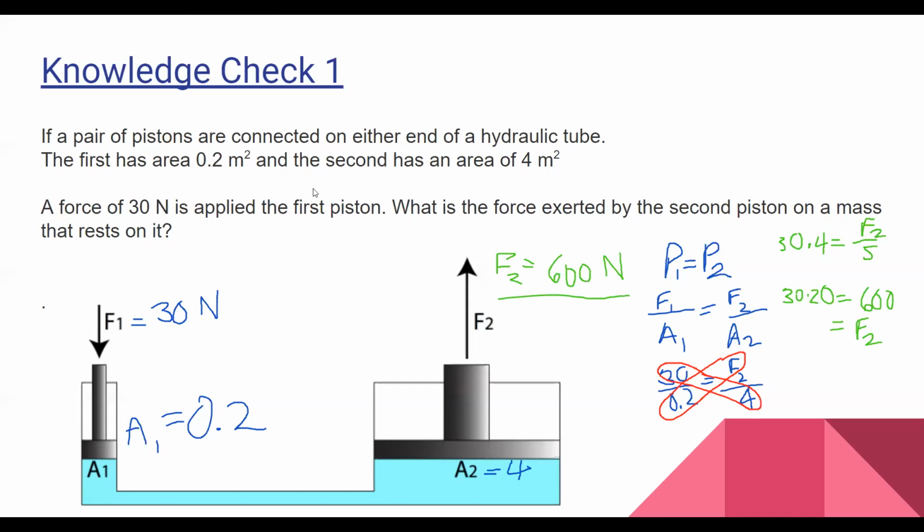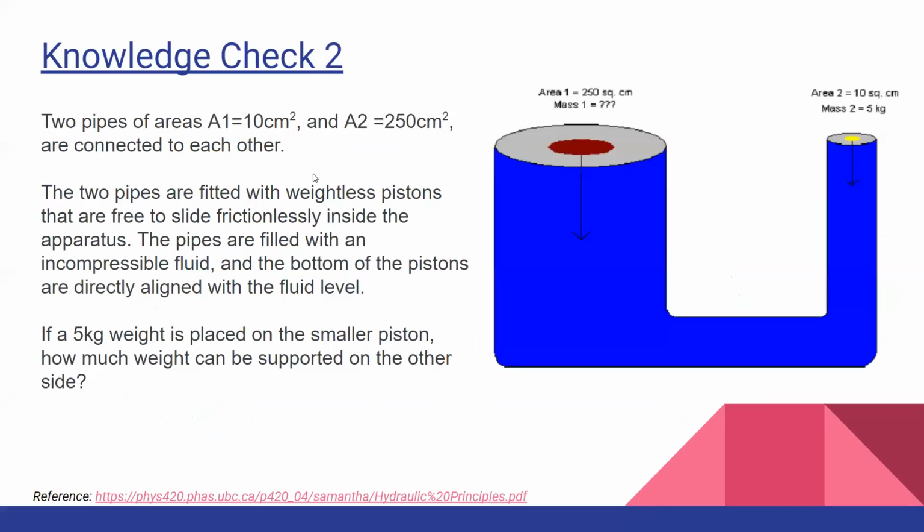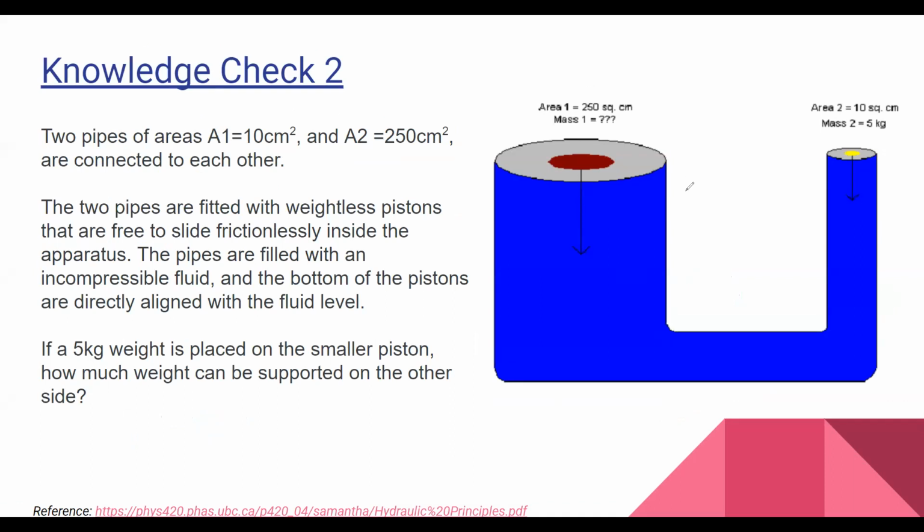So we have another problem here. So here we have A1 is equal to 10 meters. Oh, they switched in the diagram, but A1, or area 2 in this diagram, is 10 square centimeters, and A2, or area 1 in the diagram, is 250 square centimeters, and they're connected by a single pipe that's filled with a fluid.